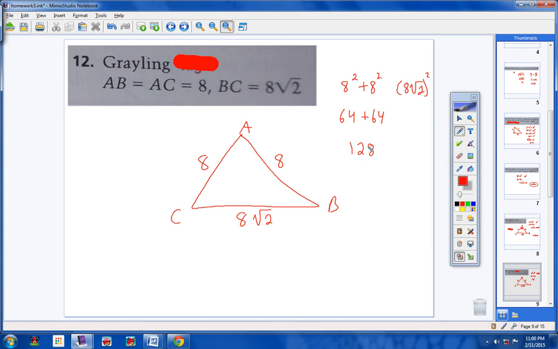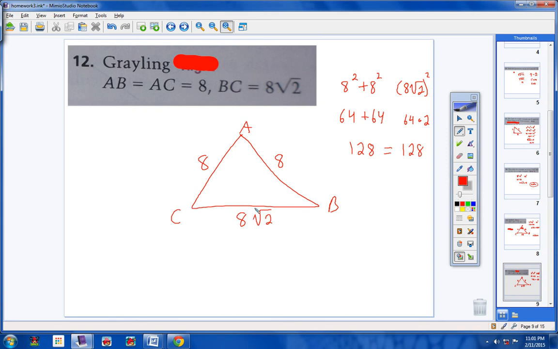Now take your 8 square root of 2 and square it. So if you square the 8, you get 64. If you square the square root of 2, remember when you square a square root, it's like canceling those out. Just leaves you with the inside, which is 2. So multiply those together, and you get 128. Okay? So yes, they're equal. So yes, we have a right triangle.